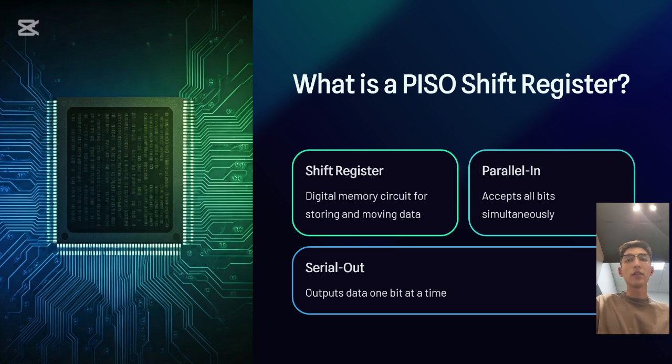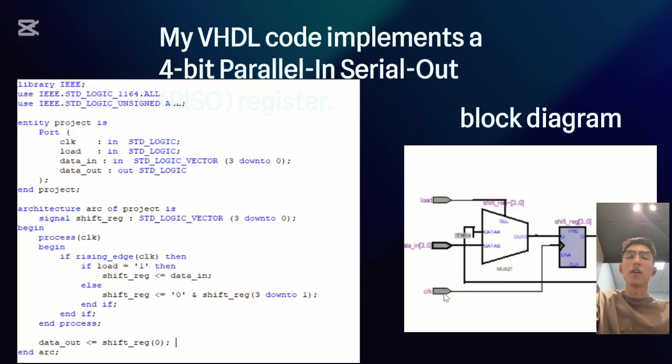A shift register is a digital memory circuit used for storing and transmitting data. In parallel-in mode, all 4 bits are loaded simultaneously. In serial-out mode, the data is output one bit at a time, synchronized by the clock signal.